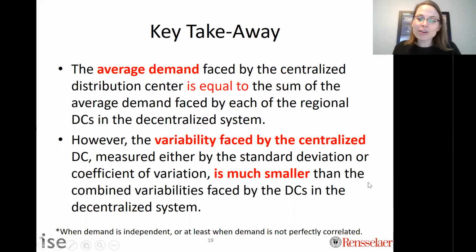This does matter if demand is independent, or at least when demand is not perfectly correlated. Because if demand is perfectly correlated, what that means is if this one goes up, that one goes up, and you don't ever get that opportunity to cancel each other out.